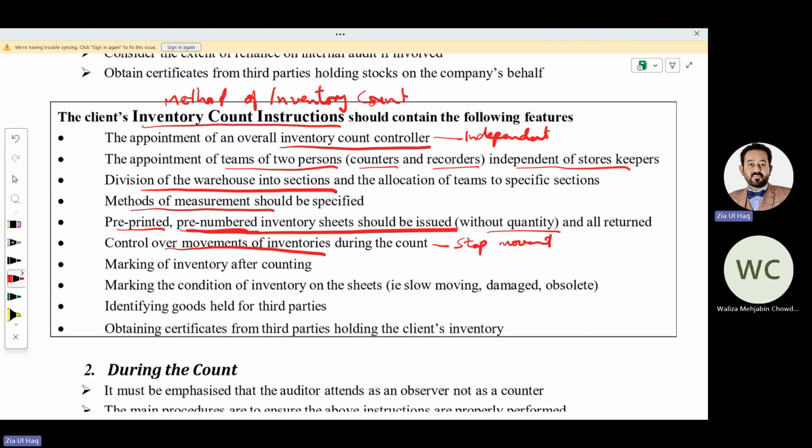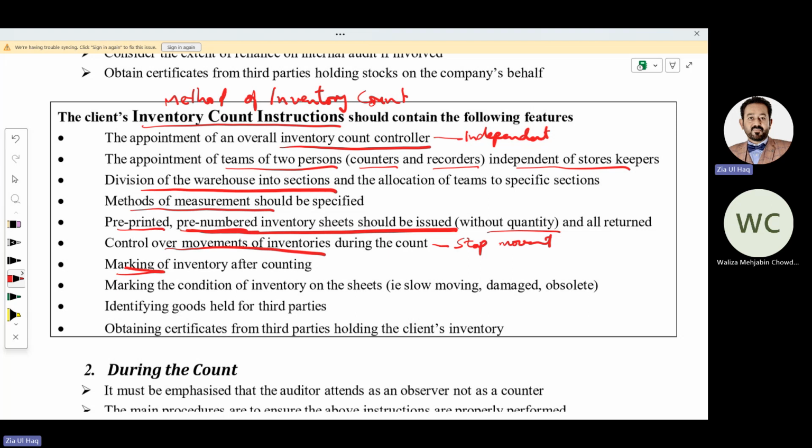And inventory that has been counted should be marked properly, either through paint or through a pen, because if it is not marked, inventory could be double counted or could be missed from the count. So it should be marked either through ink pen or pencil. There should be a mark, or a paint mark, or nail polish mark over them, so that you can trace whether this inventory has been counted or not. If there is no mark, there could be double count or missing count.